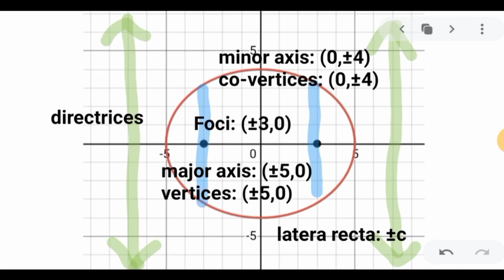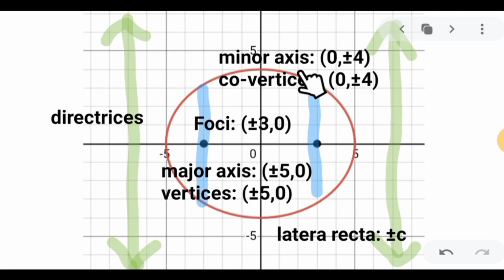So, ayan na. Lagyan mo lang siya ng label. Ito directrices. Directrices din yan. Lateral recta, ito yung blue. Itong major axis natin, ayan, negative 5. Tapos yung positive 5 dito. Naglagay ako ng 0 dito sa y point niya kasi nasa x-axis siya, okay?